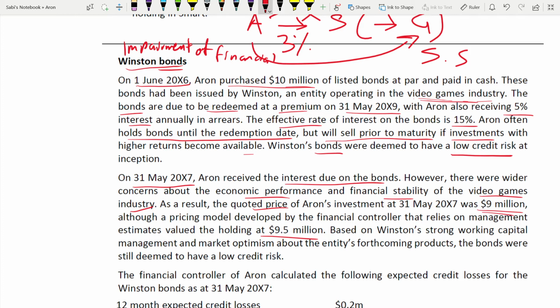So based on their strong working capital management and market optimism about their forthcoming product, the bonds are still deemed to have low credit risk. Based on what? Whenever you say that in the future it will be like this, it has to be based on some decision, right? So they are basing their decision on their strong working capital. They believe they have strong working capital and they are very optimistic about the market. So because of that, they are still saying the bond has low credit risk at this date also.